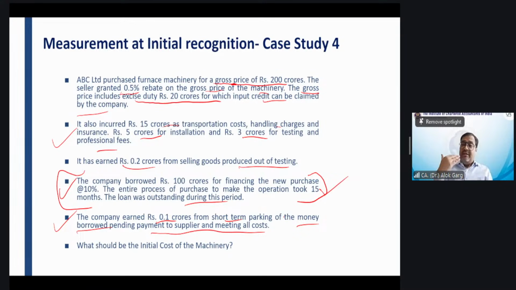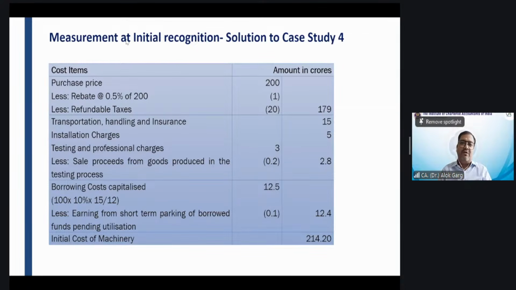The company is earning some interest from the borrowed money, as well as paying interest. So this interest earning, interest income has to be reduced from the borrowing cost, right? What should be the initial cost of the machinery? While reading the question, we have solved the question, but let me show you formally.